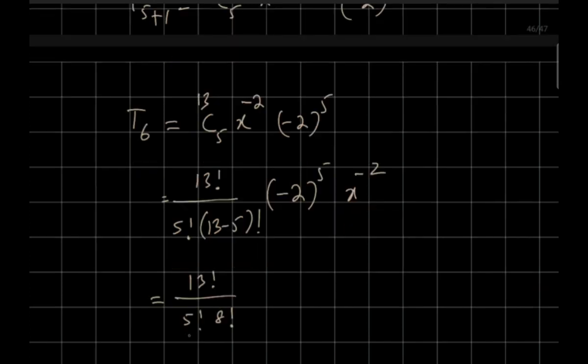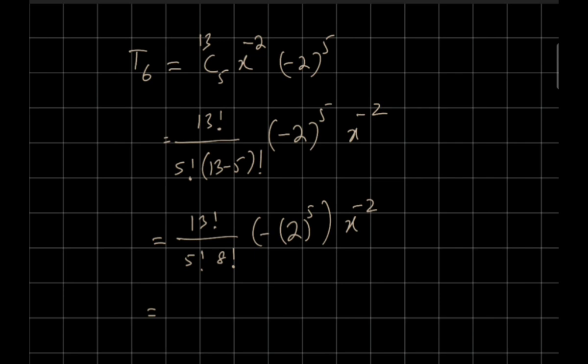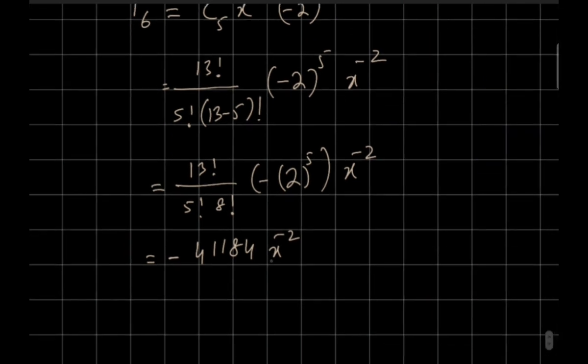So you will get 13 factorial over 5 factorial times 8 factorial. And this is minus 2 to the 5, because the power of minus 2 is 5, which is odd, not even. Therefore, you will get negative here, so you will get minus at the start with x to the minus 2. After calculations, you will get minus 41184 x to the minus 2. So this is the term which involves x to the minus 2. This is our required answer.